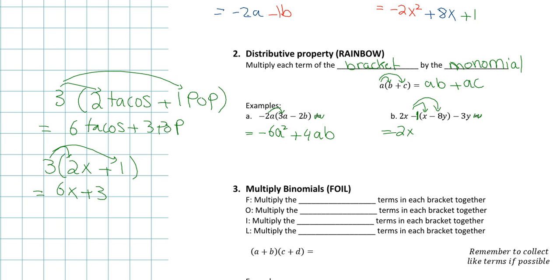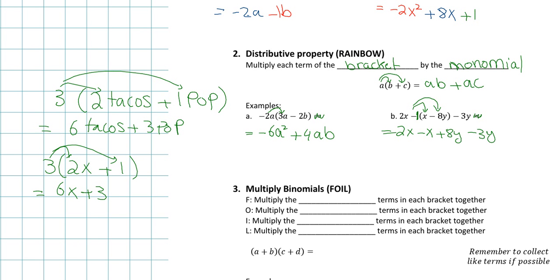Okay? So the x is just like the x by itself, you know? It's an invisible 1, yeah. Sneaky. So that is negative x plus 8y minus 3y, right? Nothing happened to the negative 3y because it's not inside the bracket. Okay? So whatever is in front of the bracket right away gets multiplied with the terms inside the bracket.